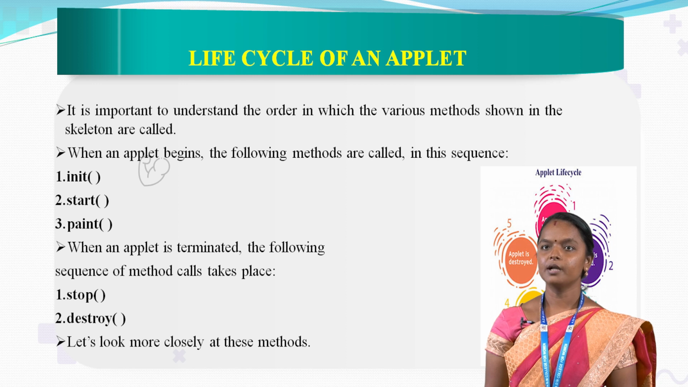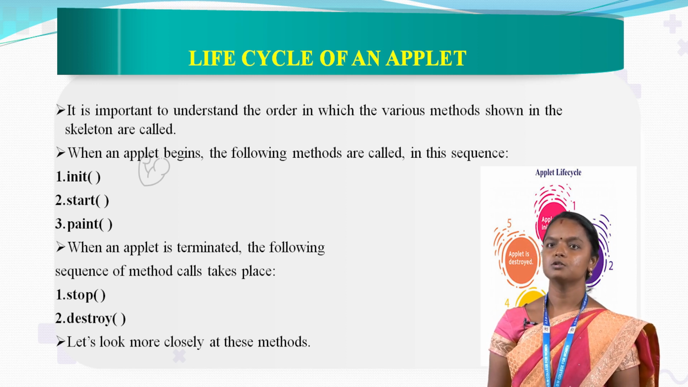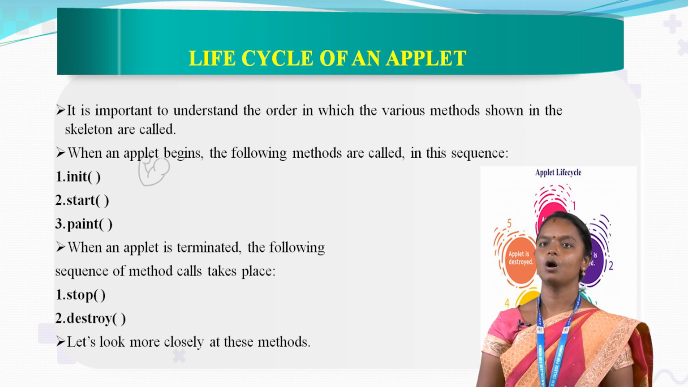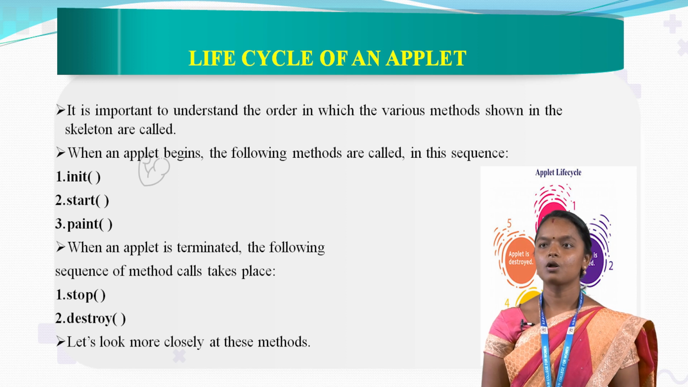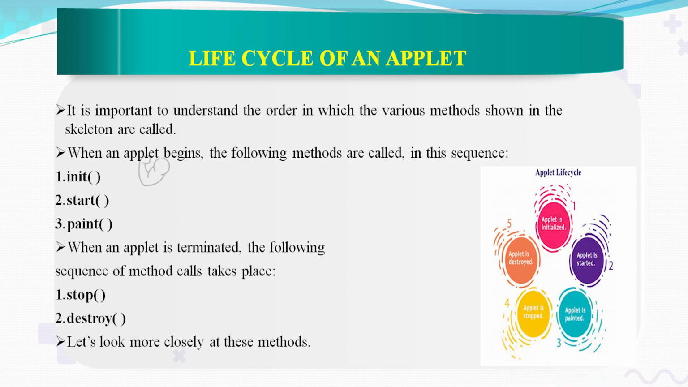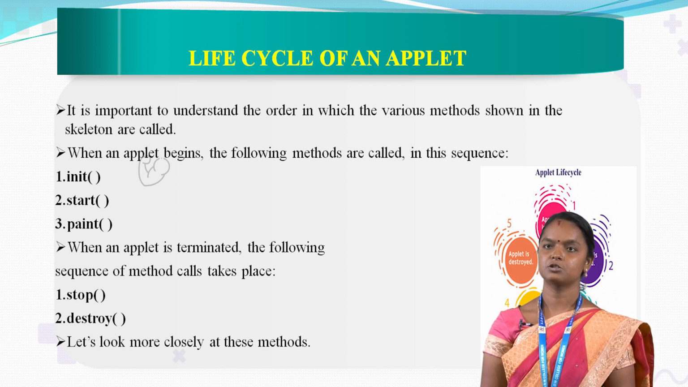Next, the life cycle of an applet. It is important to understand the order in which the various methods shown in the skeleton are called. When an applet begins, the following methods are called in this sequence. There are 5 stages of an applet: init method, start method, paint method, stop method, destroy method. When an applet is terminated, the following sequence of method calls takes place: stop and destroy.